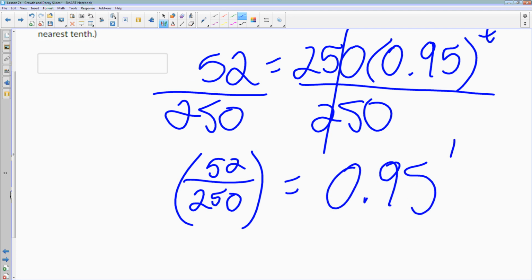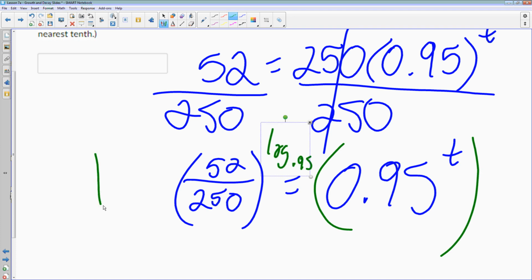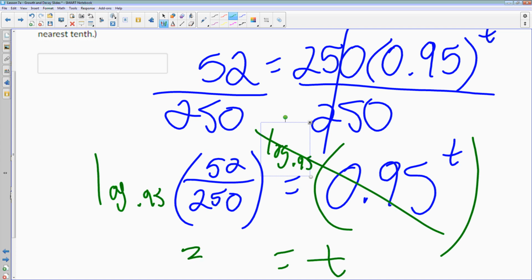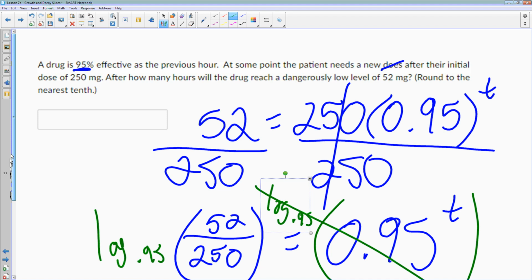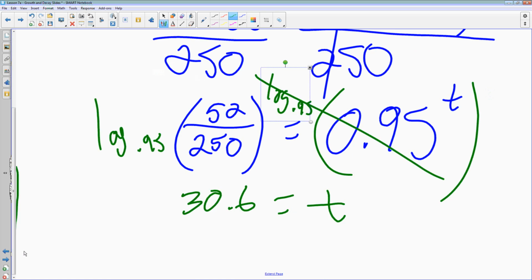And then to undo the 0.95, we're going to take the log of both sides, but this time it's going to be log base 0.95. Okay, those cancel, giving me my t. We plug log base 0.95 of 52 over 250 into our calculators, and we should get 30.6. All right, because we round to the nearest tenth. That's how many hours. So 30 hours, and then you could, if you really wanted to, find out what that whole 0.6 means by finding 0.6 of an hour, which is 36 minutes.